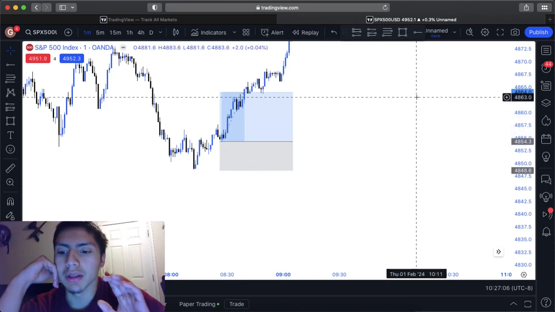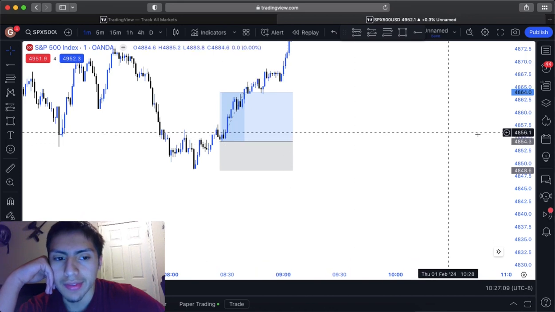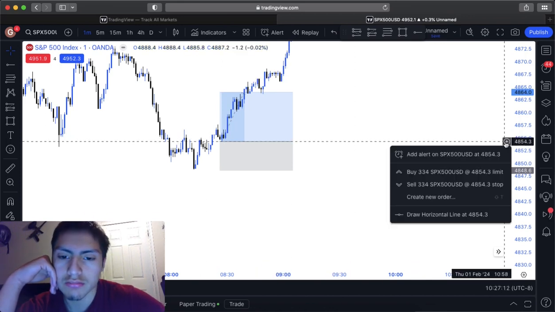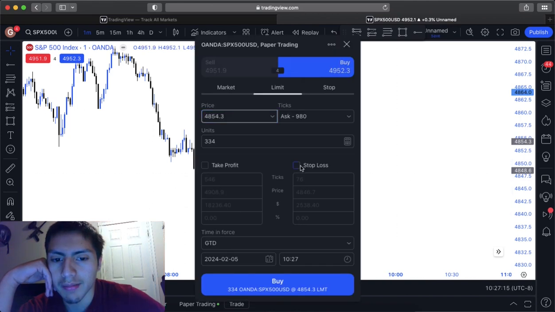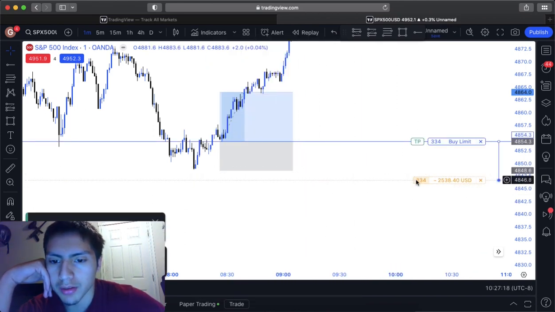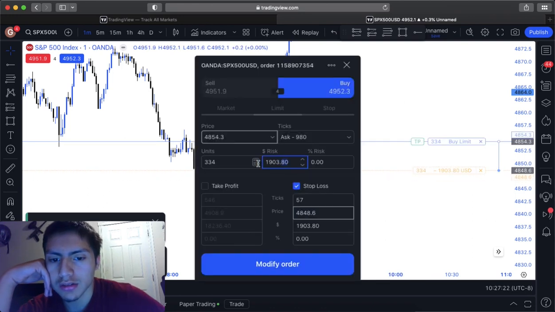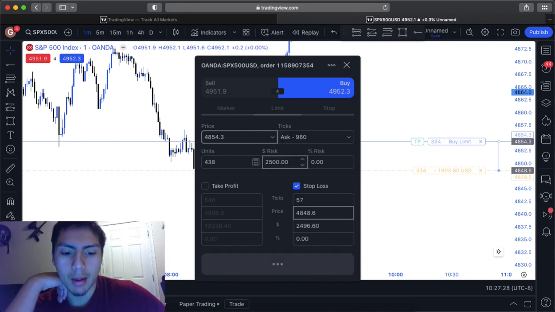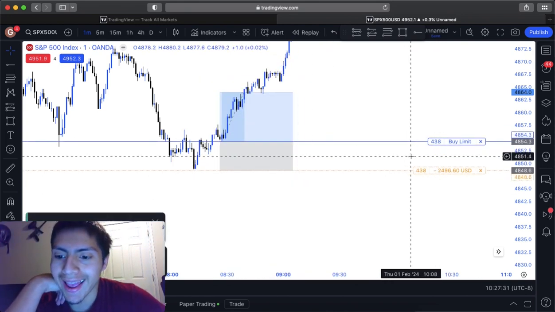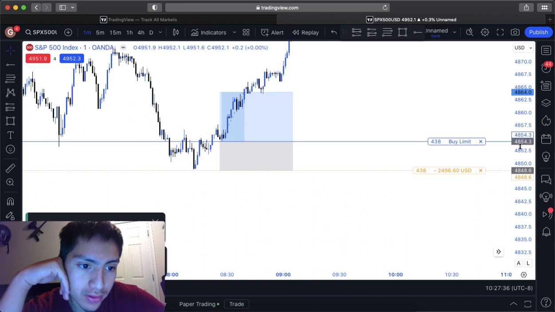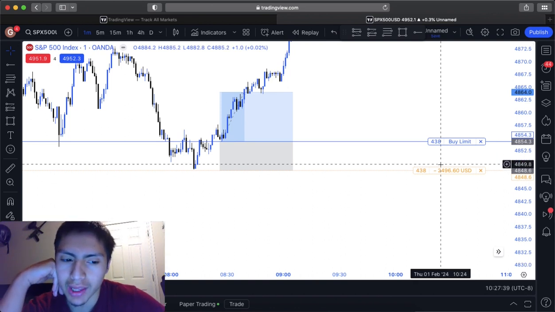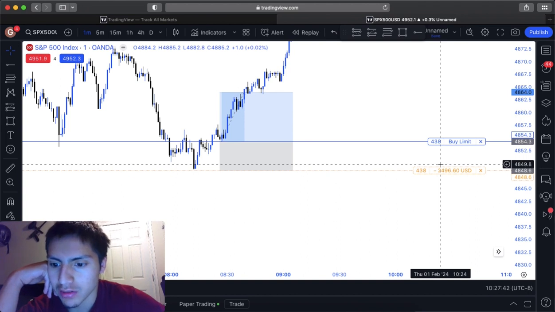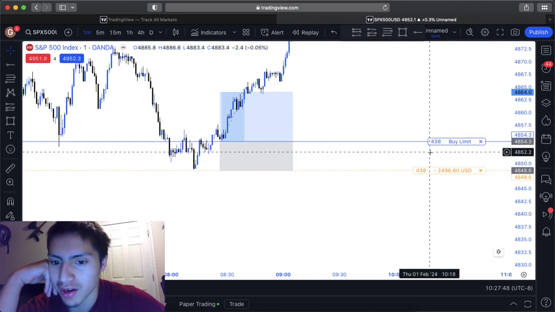So now let me explain what leverage is. Usually I'm risking about $2,500 per trade, right? So it's probably gonna set up properly. So like I said, about $2,500 per trade. So how many units is that? That's 438 shares, okay? Multiply 438 by 4,854. That's over like $2 million. Do I have $2 million? No, not even close. I do not have more than $2 million in my trading account.